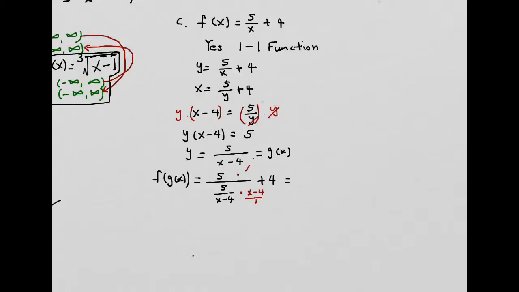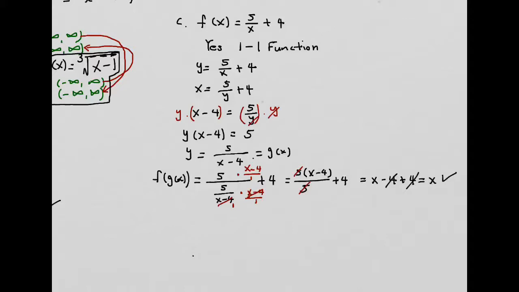And it means you need to do exactly the same thing on the numerator. So your denominator is 1, right? So you will get 5 times x minus 4 over 5, plus 4. And you can see that 5 over 5, you can also cancel out. This is going to give you x minus 4 plus 4, which is going to be x. So g of x is the inverse of f of x.